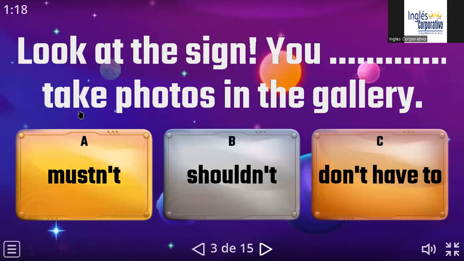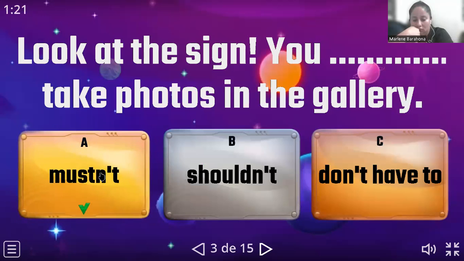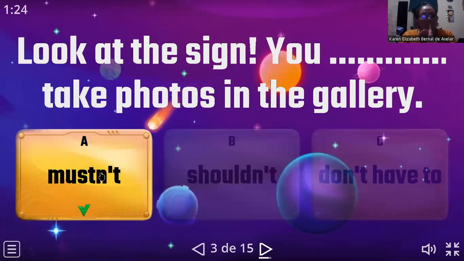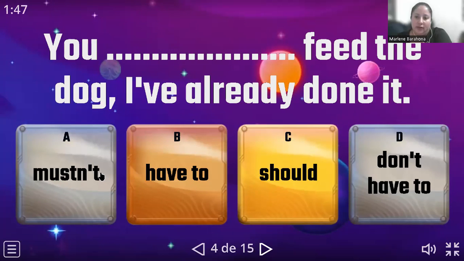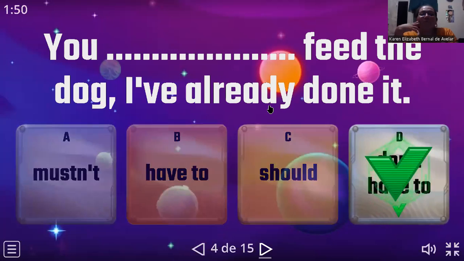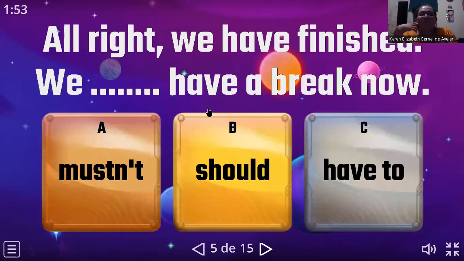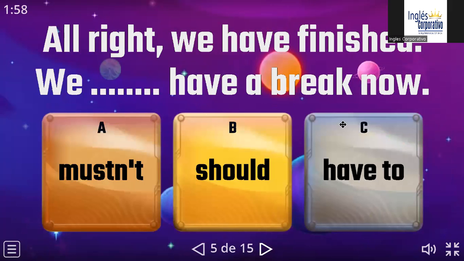What do you think? Mustn't, right? So you mustn't. Remember that you express what you think when you use must. So I consider that you mustn't take pictures. Okay, how about this one? Or there is a prohibition as well. You don't have to feed the dog. Okay. Already done it. We must. All right, we have finished.